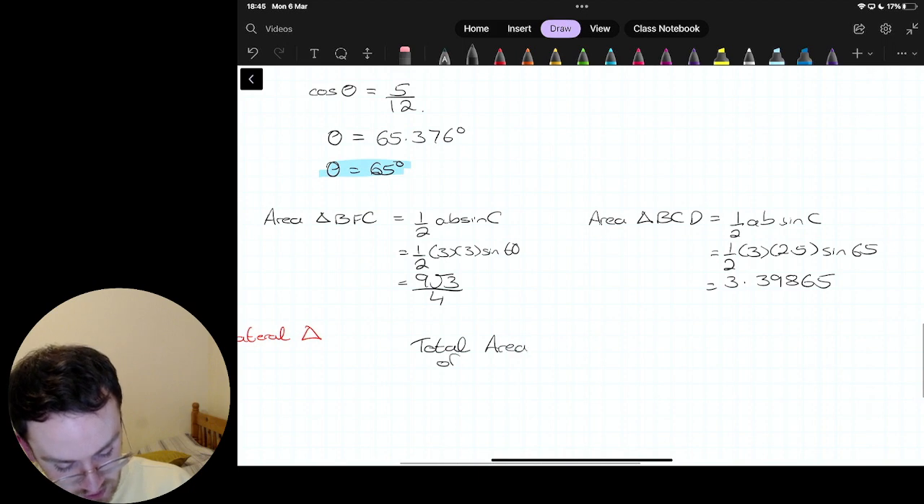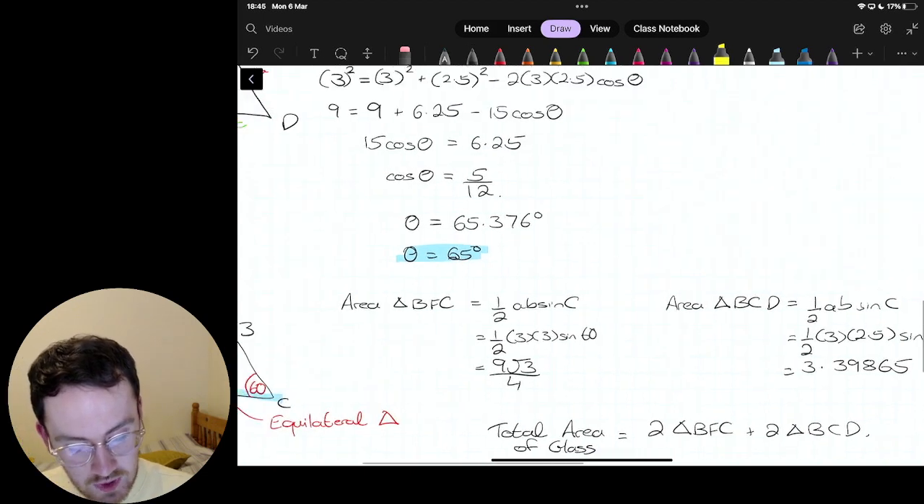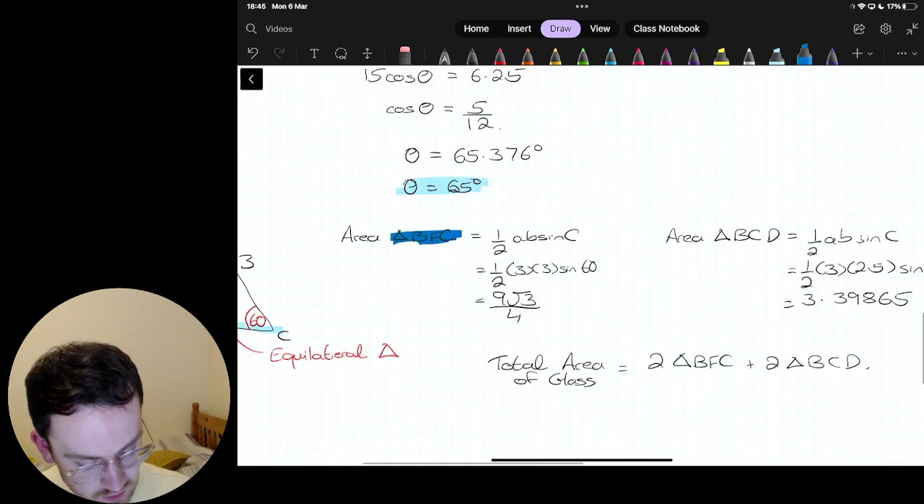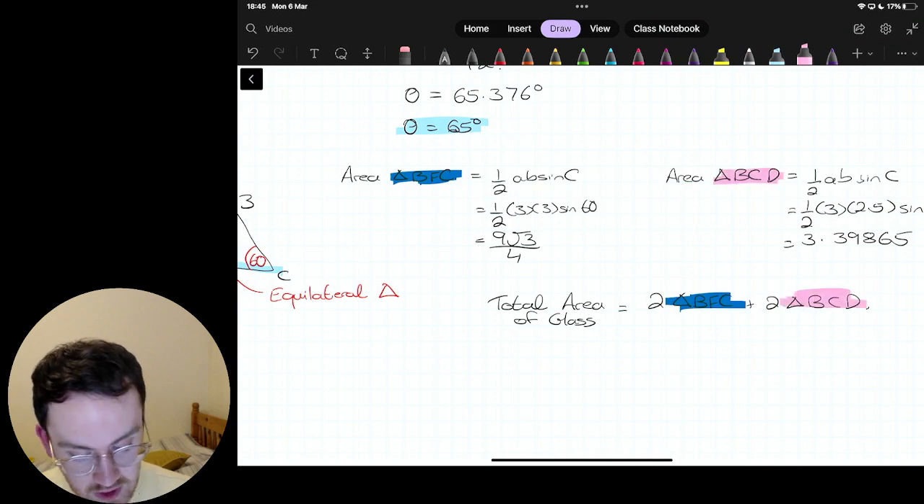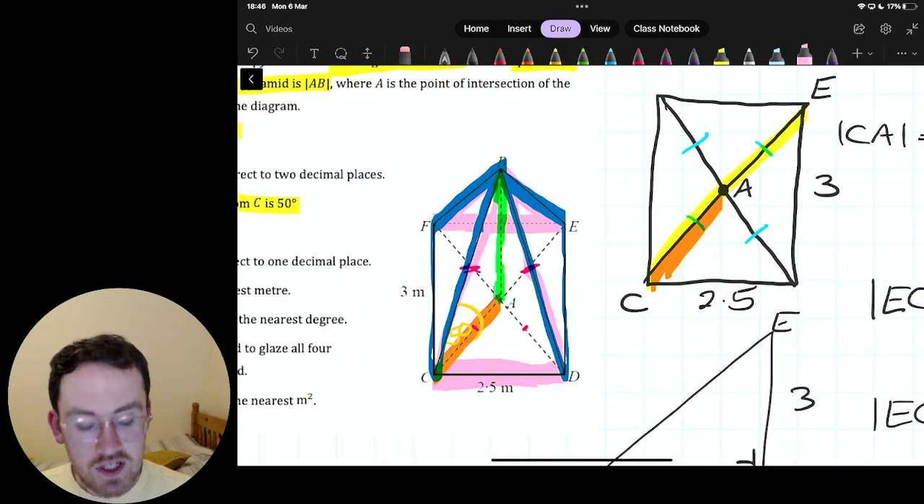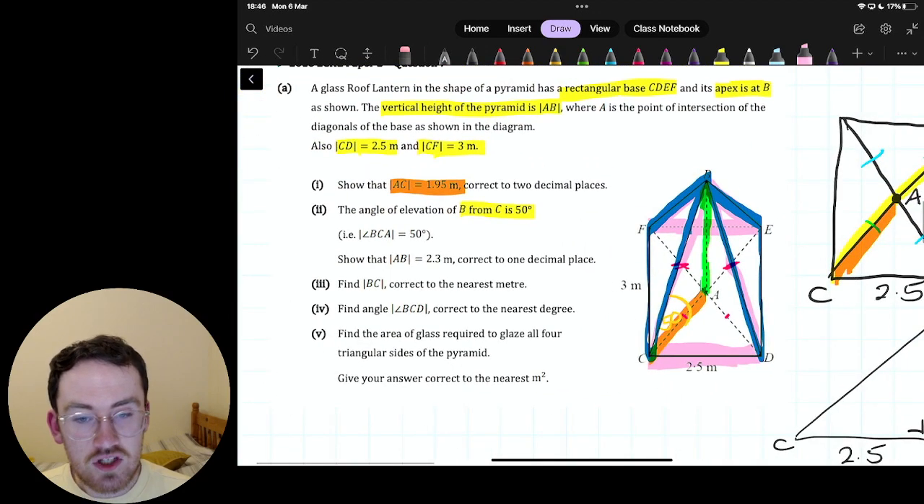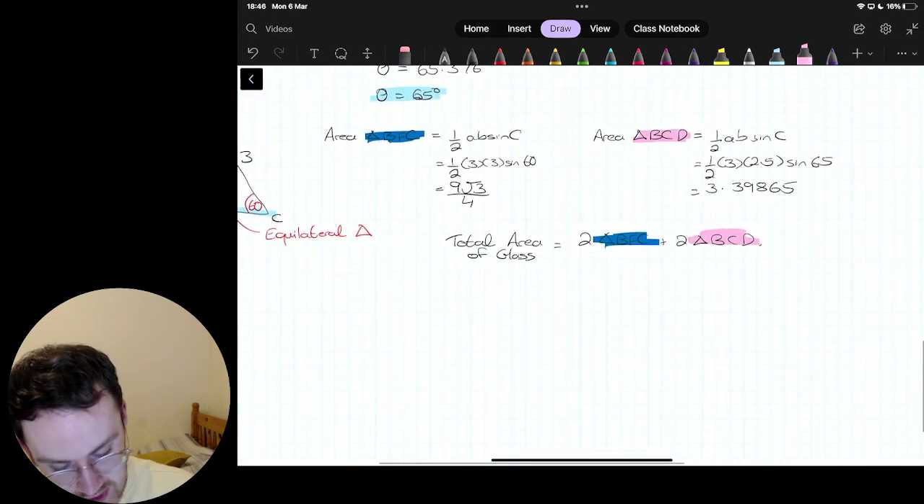So the total area of glass required is 2 of the first triangle and 2 of the second triangle. Matching them up with the 2 that we had there, that was the first triangle. So 2 of those, and then 2 of the second triangle, which was the lighter pink in my original diagram. So we need the two sides that are opposite each other in the pink and the two opposite each other in the dark blue part. So adding those up, working out those answers.